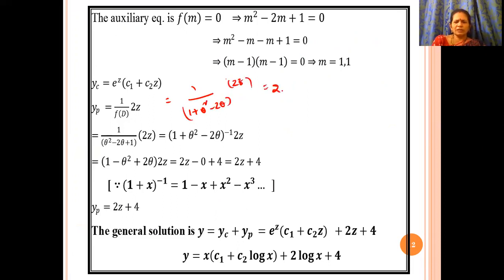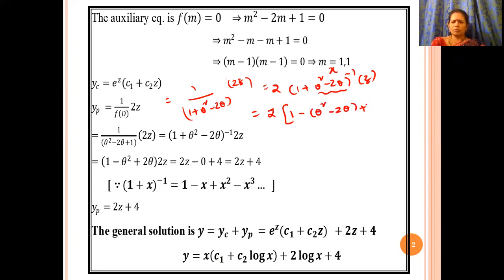So this can be written as 2 into (1 plus theta square minus 2 theta) whole inverse into z. Use a binomial expansion. Treat this one as x, so this is in the form of (1 plus x) whole inverse. What is the formula? 1 minus x plus x square minus x cube. So 1 minus of (x minus 2 theta), remaining plus whole square and so on. So anyhow we'll get 0.